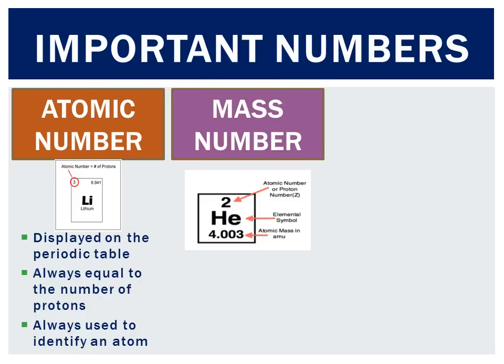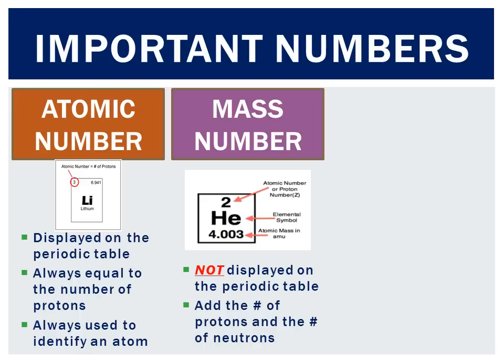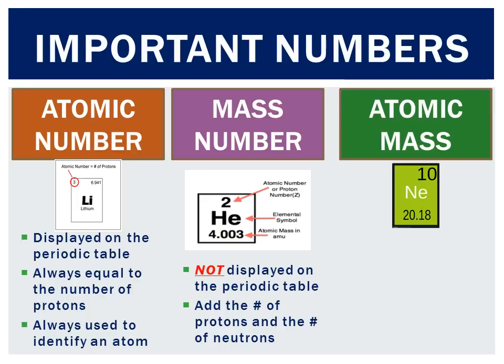The mass number, that's the atomic mass number. It's usually not displayed on the periodic table. It's found by adding the number of protons and the number of neutrons together. You could also use this in the reverse. If you know the mass number and you're looking for the number of neutrons, you can subtract the number of protons from the mass number to get the number of neutrons. We'll do this more on the next slide.